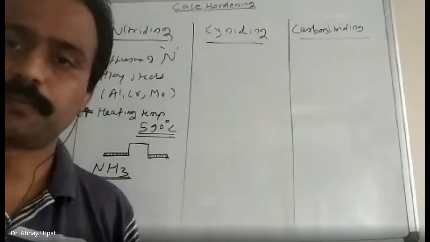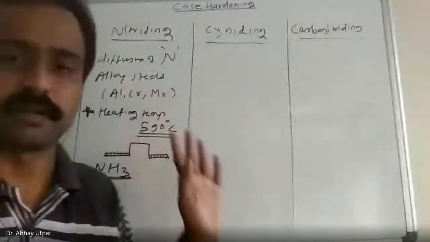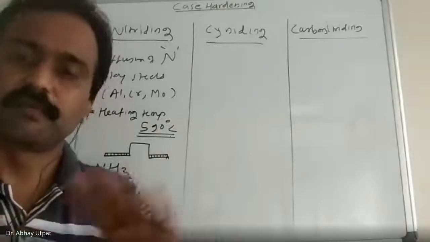It forms aluminum nitride, it forms chromium nitride, it forms molybdenum nitride. So I repeat once again, it forms aluminum nitride, chromium nitride, molybdenum nitride. And then a layer will be formed.